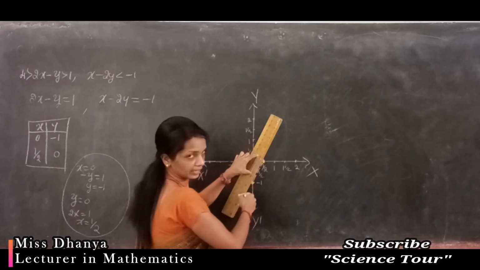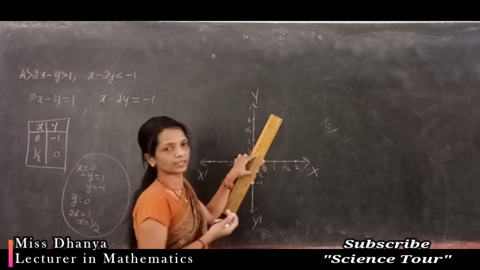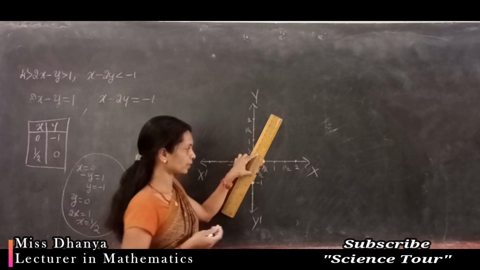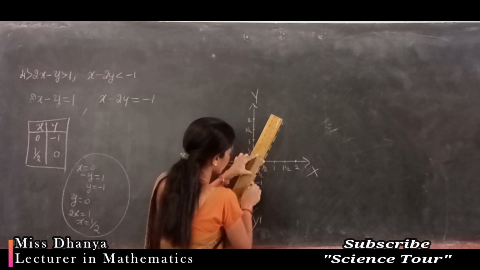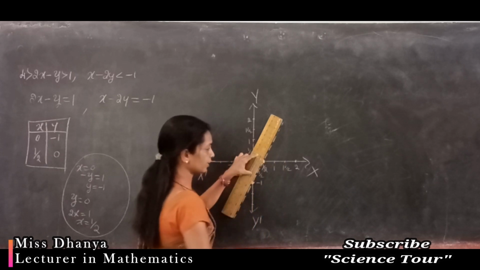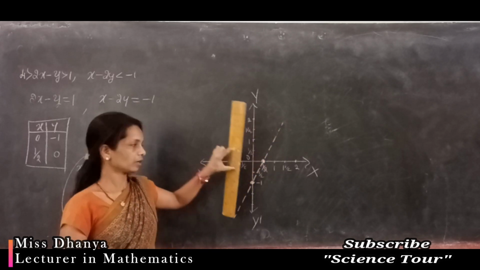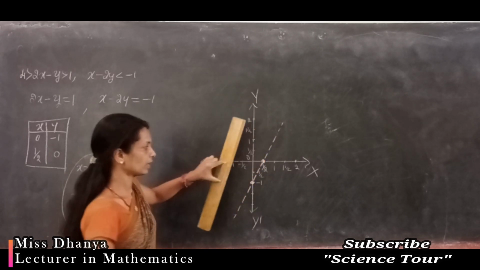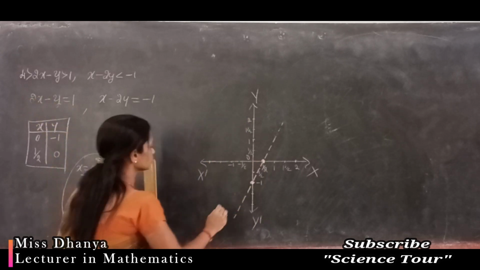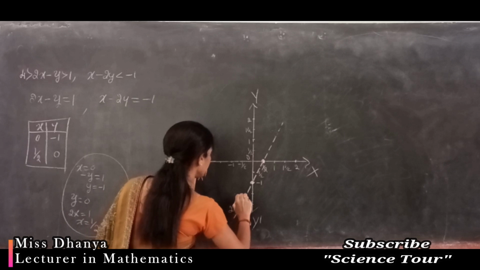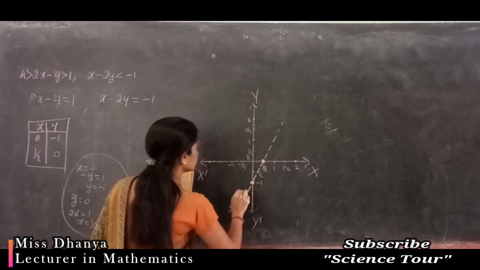If you draw only that much, you will get a small line. You can't find the common solution region. So for that reason, you have to extend that line in both directions, without changing the direction of your scale. Don't change the direction of your scale like this or like this while extending. Okay, so now this is which line? This is the 2x minus y is equal to 1 line.